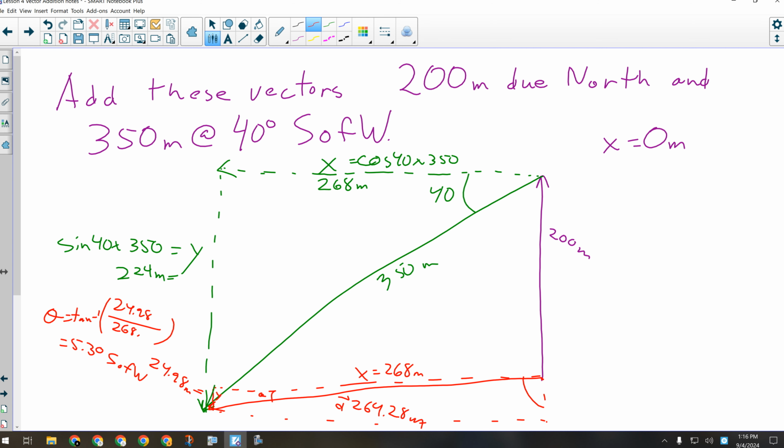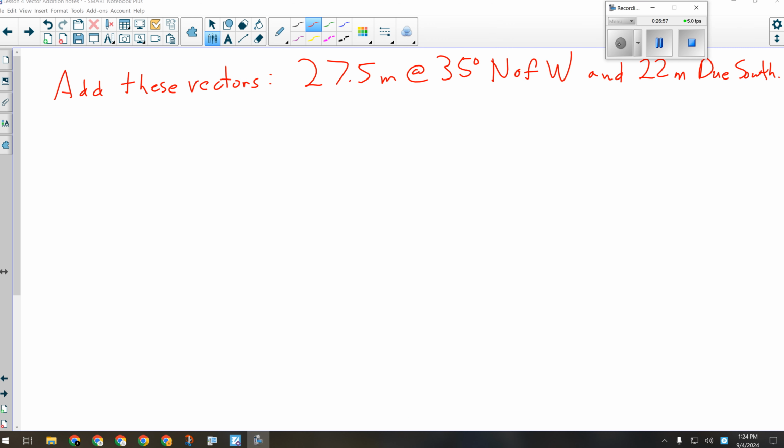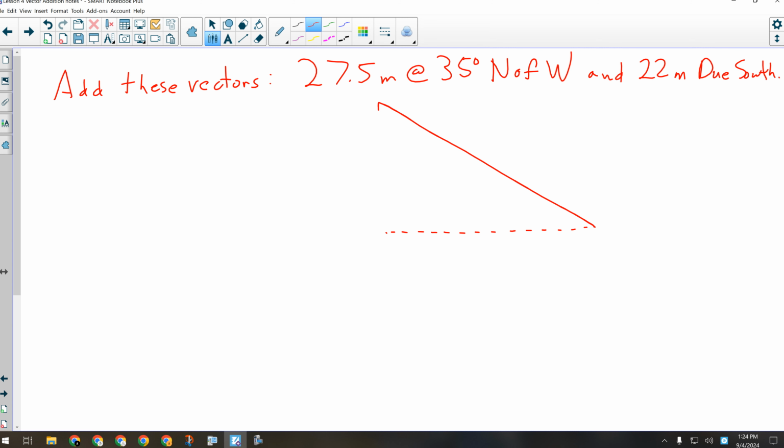Okay, and while I'm giving you that 5 minutes, I'm going to make up another one here. Okay, so we got 27.5 meters at 35 degrees north of west. So here's due west. I'm going to go 35 degrees north of that. Okay, and then my second vector is 22 meters due south. So that's definitely going to go past where I started.